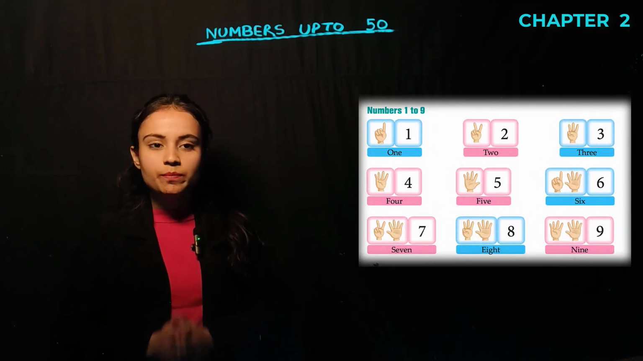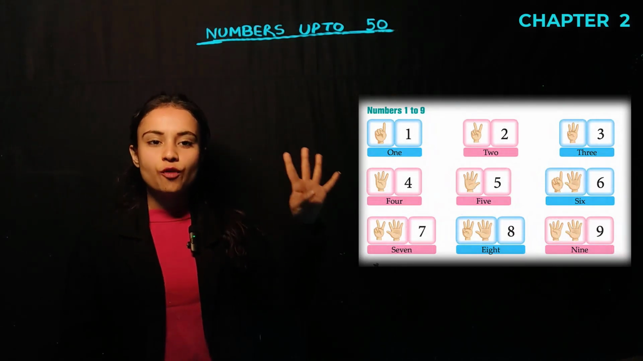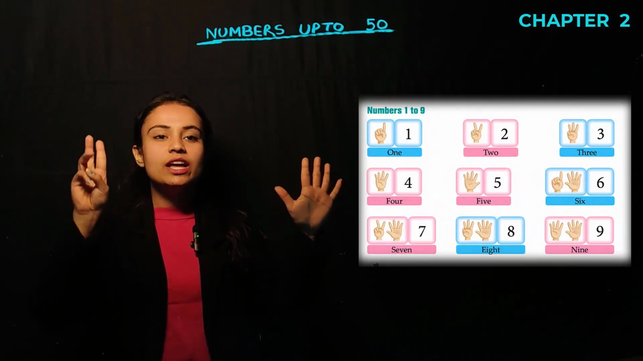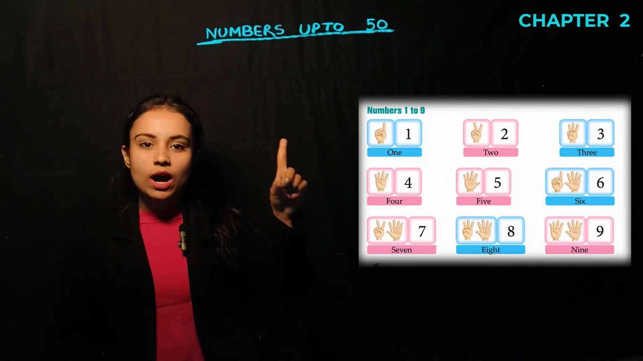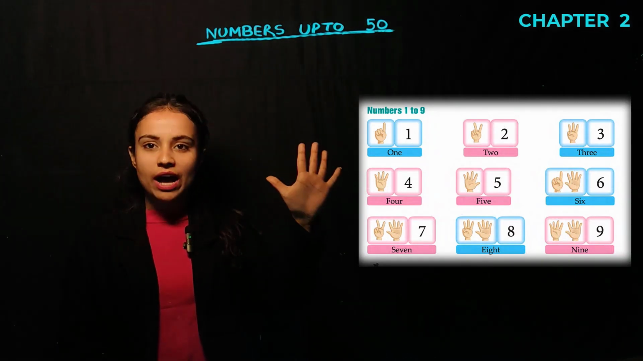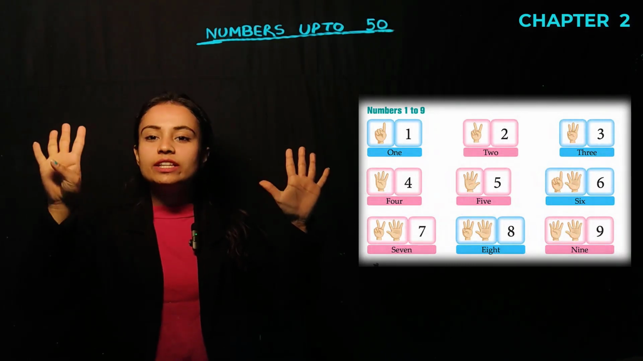Let's count together. 1, 2, 3, 4, 5, 6, 7, 8, 9. Let's count again. 1, 2, 3, 4, 5, 6, 7, 8, 9.